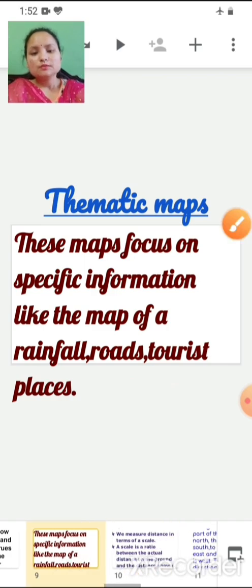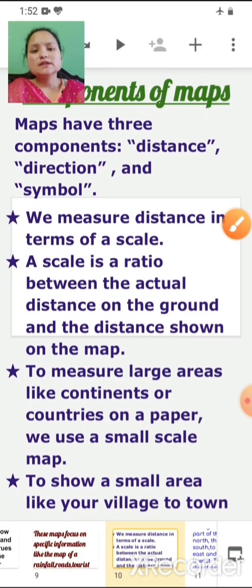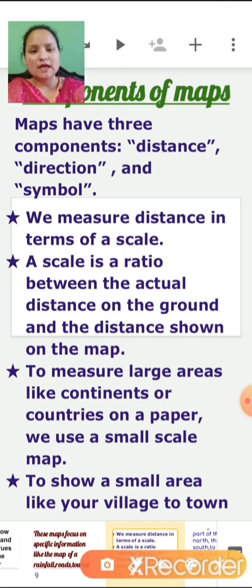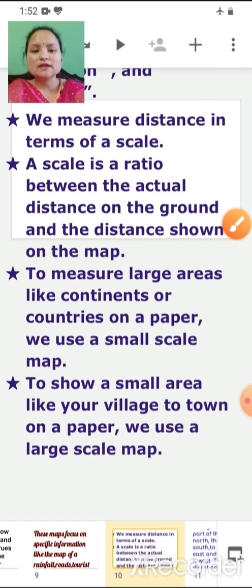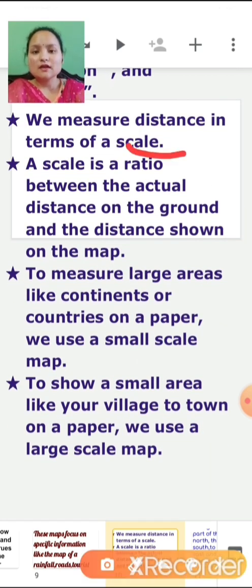Okay, now components of maps. Now what are the components of maps? So I have told you that there are 3 types of map: physical map, political map, and thematic map. Now components of maps. Maps have 3 components. That is distance, direction, and symbol. Now we measure distance in terms of scale.